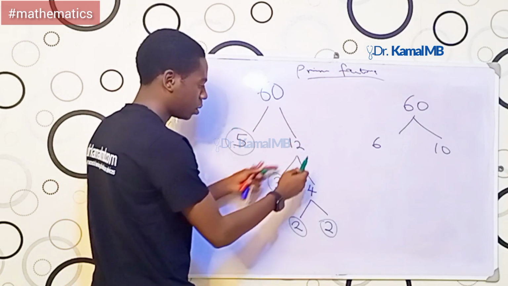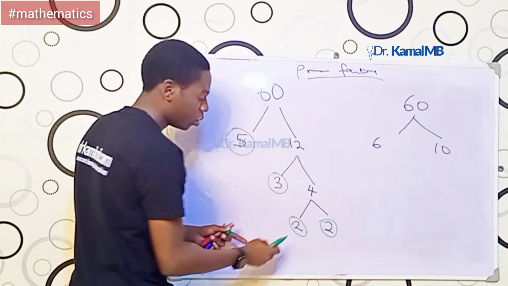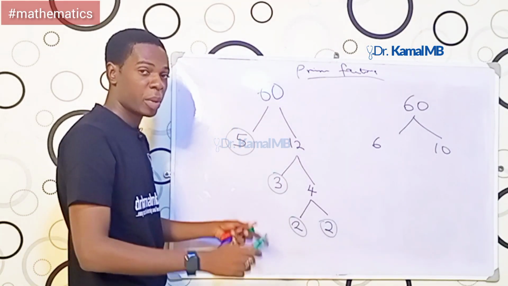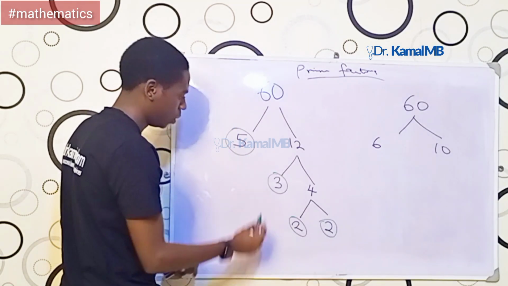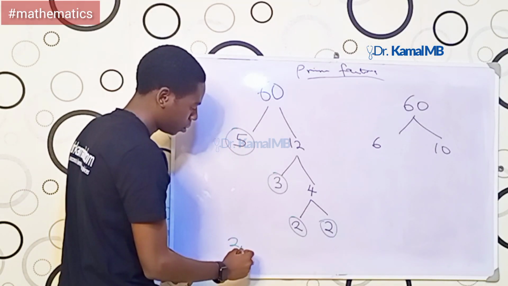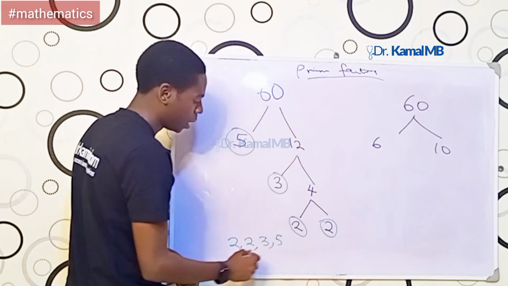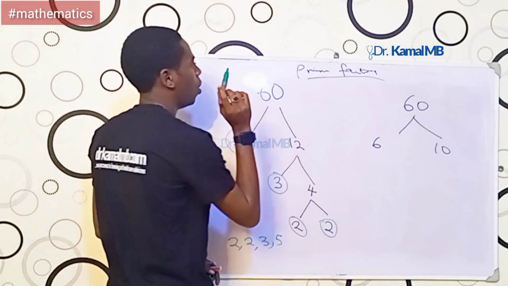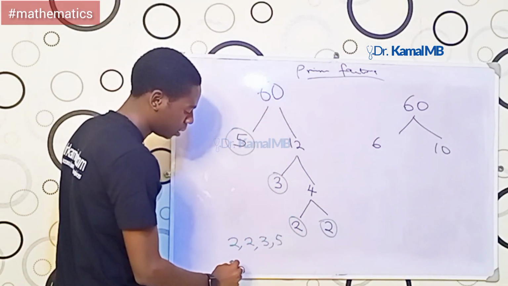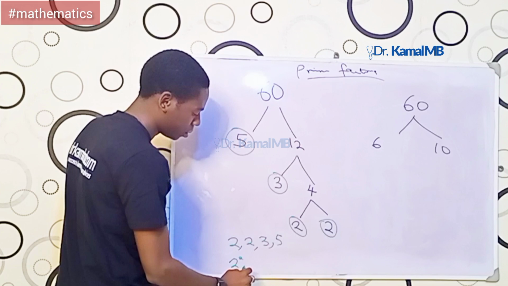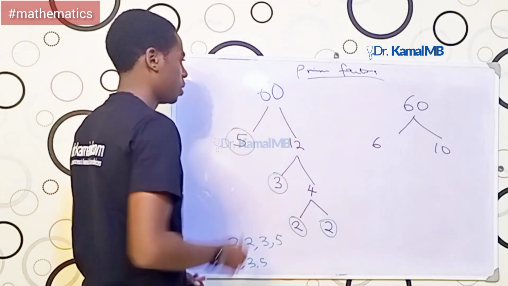You can't write this because it has other factors. You can't write this because it has other factors. But the end of the result, where you can't find any other factor apart from them, they are the prime factors. So from here we have 2, 2, 3, and 5 as the prime factors of 60. You can even write it in indices form. That is 2 raised to the power 2, 3, and 5.